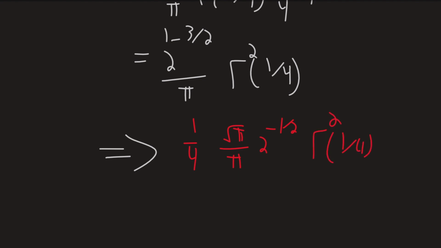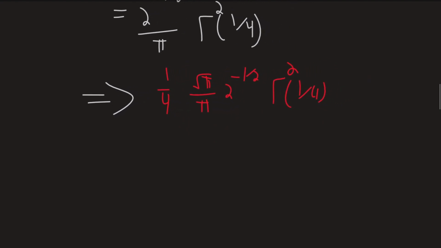I really set in red, but that's okay, changing colors randomly. But this right here is just 1 over the square root of pi, and that's just 1 over the square root of 2. So we can actually write this finally as gamma of 1/4 squared over 4 times the square root of 2 pi, which is quite nice, I think, in my opinion.